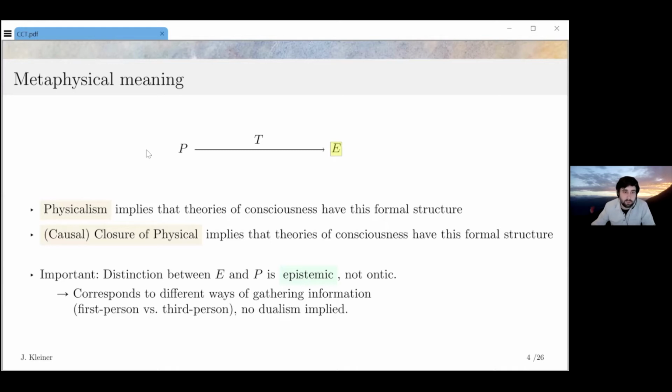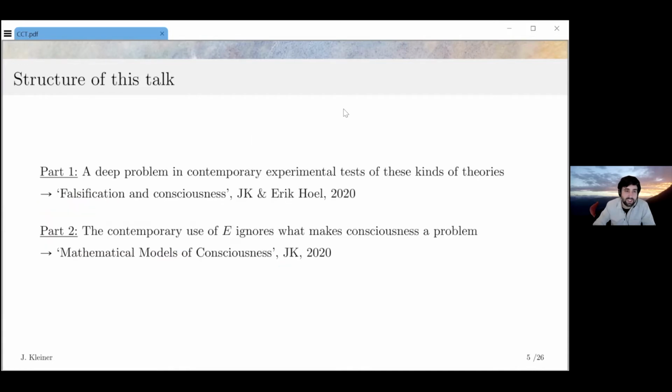And there are some dualist proposals, for example Chalmers' property dualism, which would also have this sort of structure where T would then be a law of nature and not a supervenience relation of the more physicalist kind. Okay, so much for this. So that was the setup. I'm going to talk about these theories.